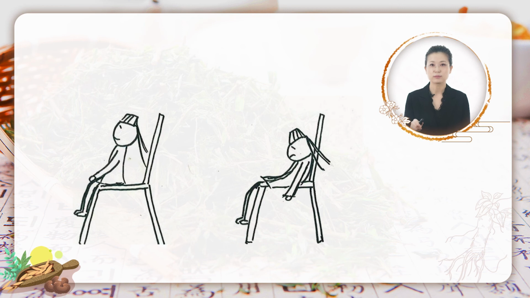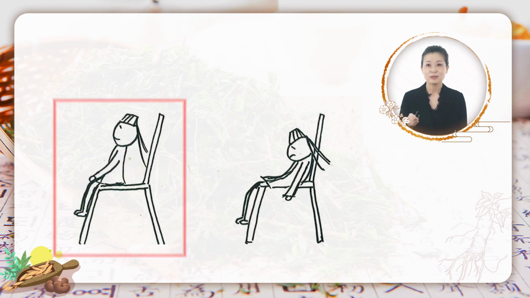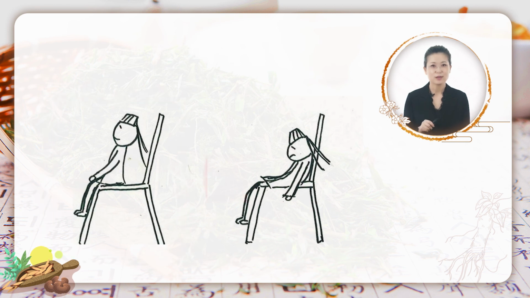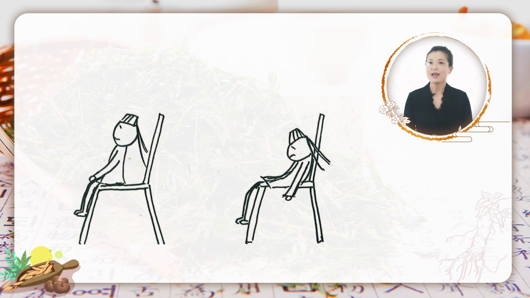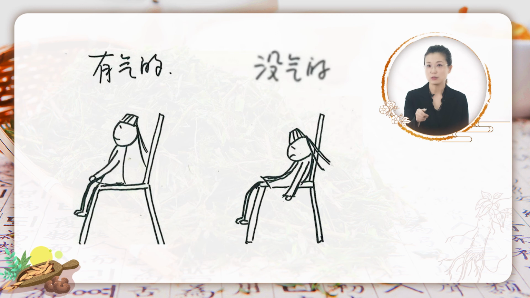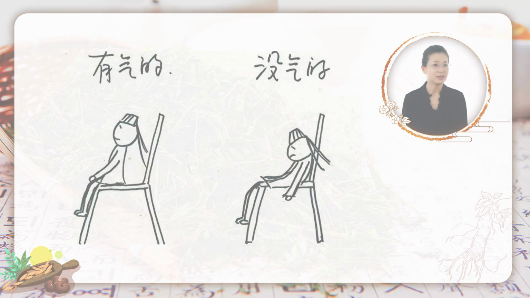Let's make a very, very simple example on how qi is used in TCM. Let's look at this cartoon. What is your feeling when you see these two pictures? This guy, a lot of energy. This guy, without energy or lack of energy. Well, in TCM, we use the term of qi to demonstrate them. This one has abundant qi, while this one is lack of qi, which should be treated by supplementing qi.